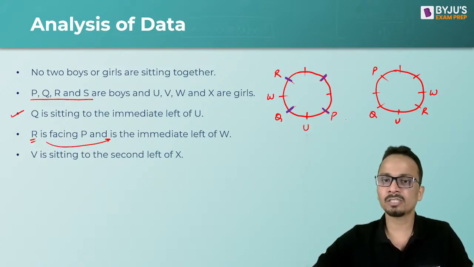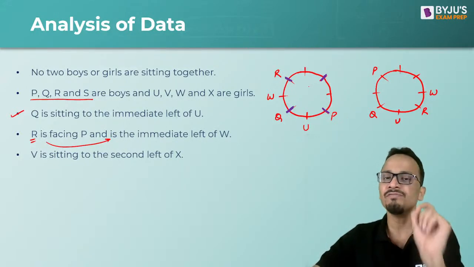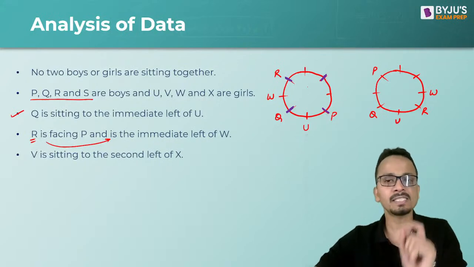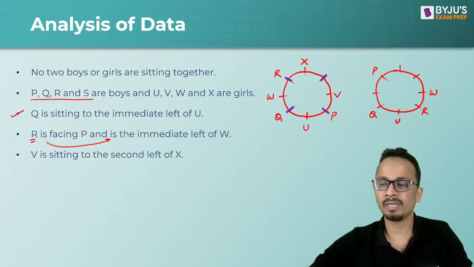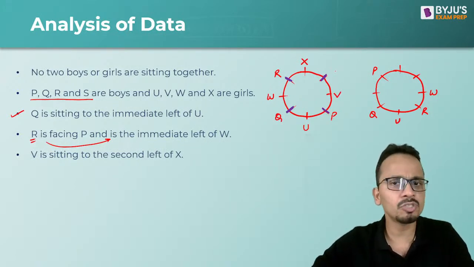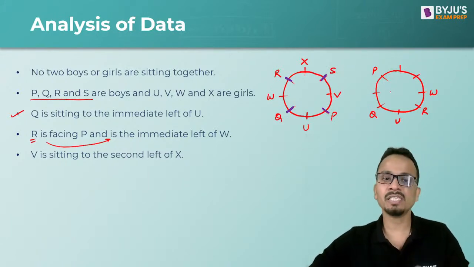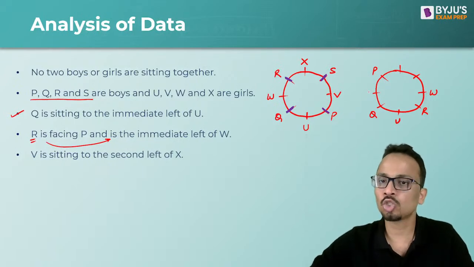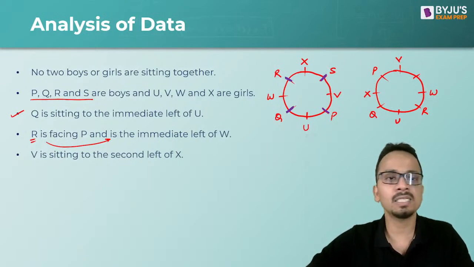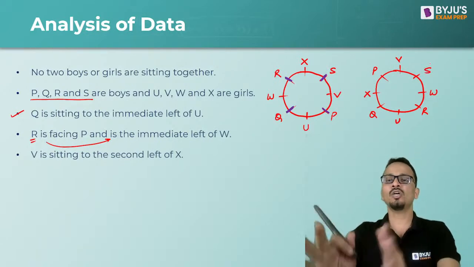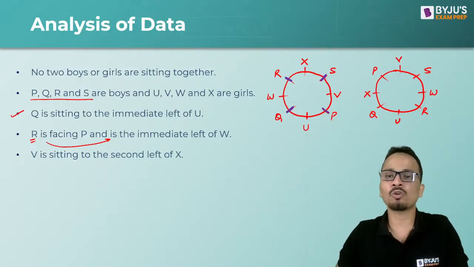Now looking at the first, second to the left, that means there will be one person between V and X. Now V is sitting second to the left of X, so X will come here and V will come here, okay, and the remaining person, S, will sit here. In the second case, V is sitting second to the left of X, so X has only one position, V will come here and the person who is remaining, again S, will come here. Okay, so there can be two different possibilities for this circular arrangement.